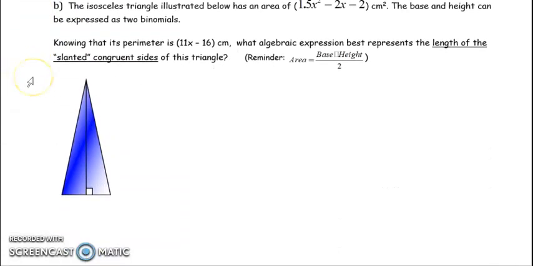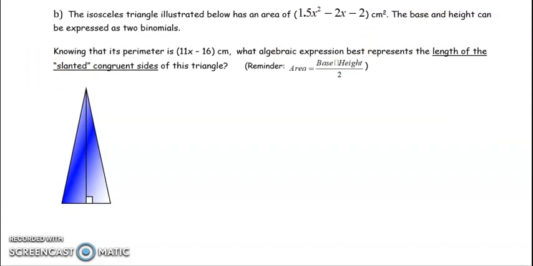Moving on to the next question, B. The isosceles triangle below has the area of 1.5x squared minus 2x minus 2 centimeters. The base and height can be expressed as two binomials. Knowing that the perimeter is 11x minus 16 centimeters, what algebraic expression best represents the length of the slanted congruent sides of this triangle? So when we talk about the slanted congruent sides, we're talking about those two guys there.